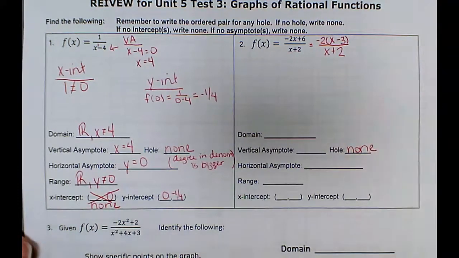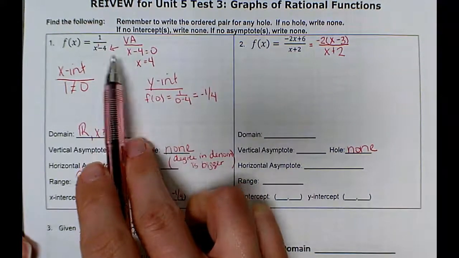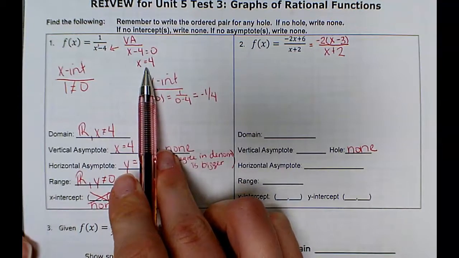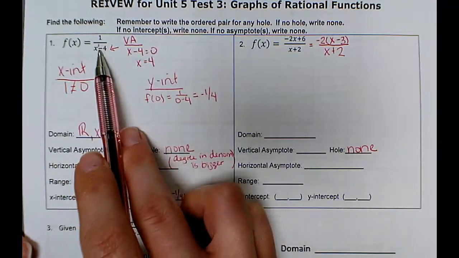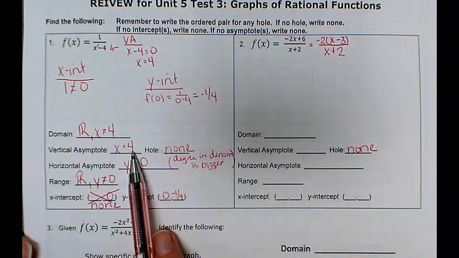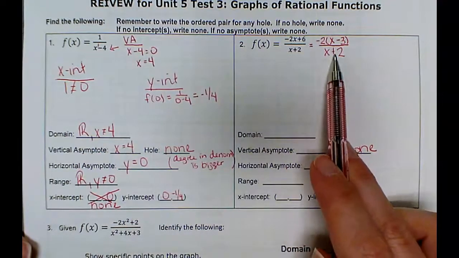I put none. The vertical asymptote, remember, comes from the denominator. You can write it out like this. You can also just think opposites. Here the opposite of minus 4 is positive 4. Here the opposite of positive 2 is negative 2.